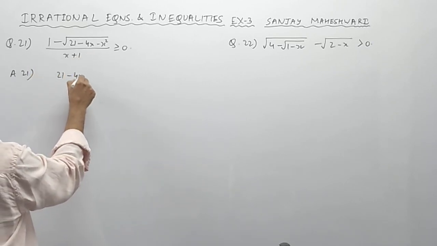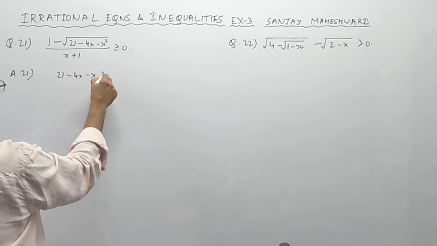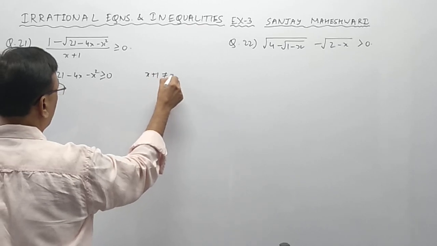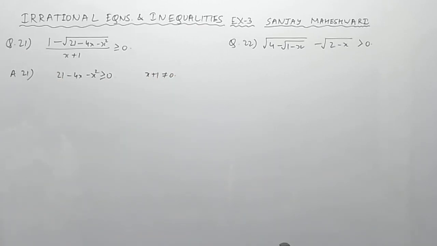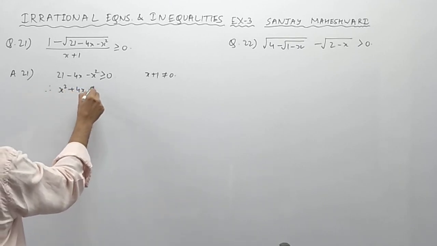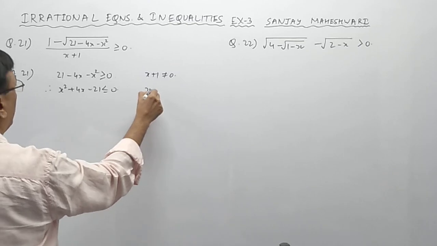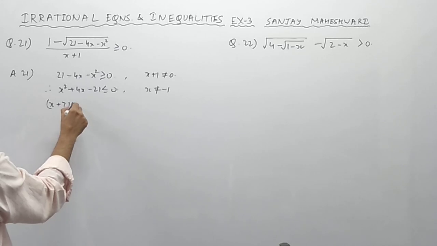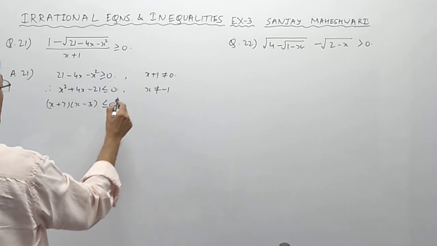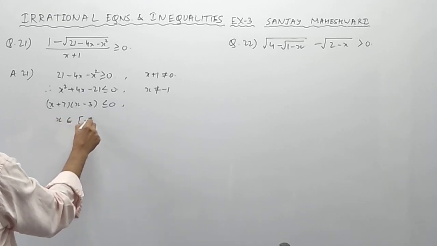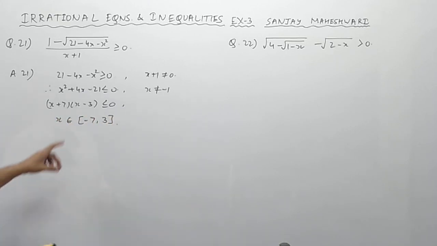Domain: 21 minus 4x minus x square is greater than or equal to 0. First thing. Second thing, x plus 1 should not be equal to 0. These are the basic preconditions to keep in mind. Therefore, x square plus 4x minus 21 is less than or equal to 0 and x should not be equal to minus 1. And here we can clearly see (x plus 7)(x minus 3) is less than 0, and therefore we get here x belongs to minus 7 to 3. So these two conditions need to be kept in mind before starting this sum.